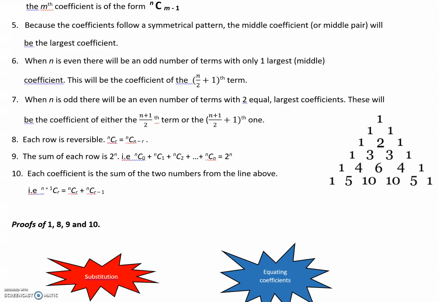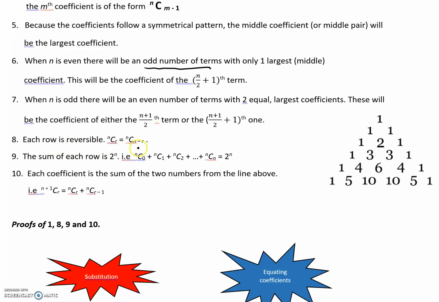And in terms of the middle coefficient, if n is an even number, then there are an odd number of terms. If there's an odd number of terms, there's just one middle term, and it will be the (n on 2 plus 1)th term. You can trial that with some simple numbers. When n is odd, then there are two middle terms, and they will be the (n plus 1) divided by 2, or the next one along.